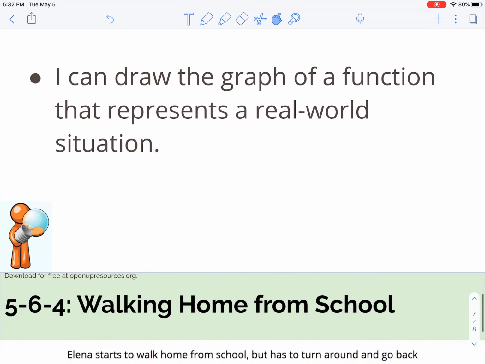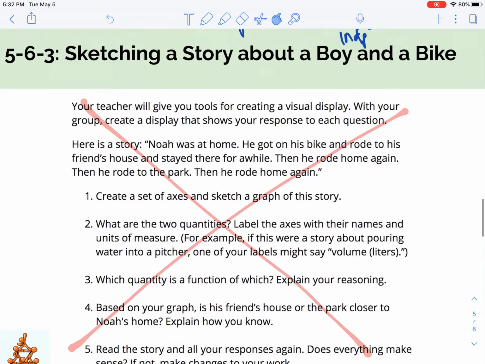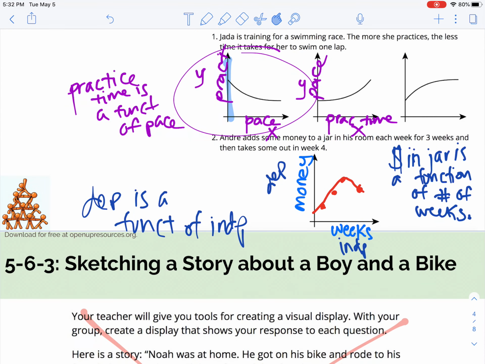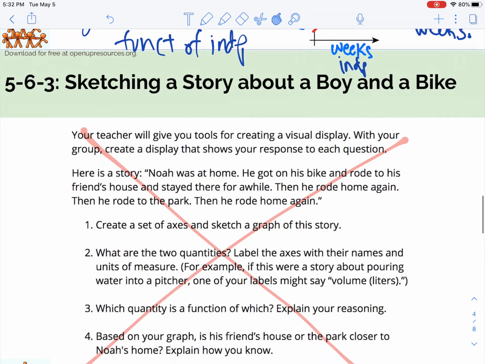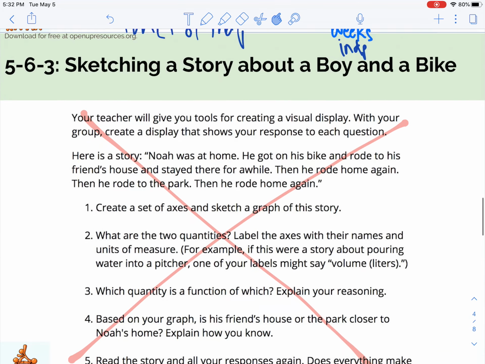So we went over, I can draw the graph of a function that represents a real world situation. So we did that here in this final question number 2. And if we did do the third one, we would have drawn a graph as well.